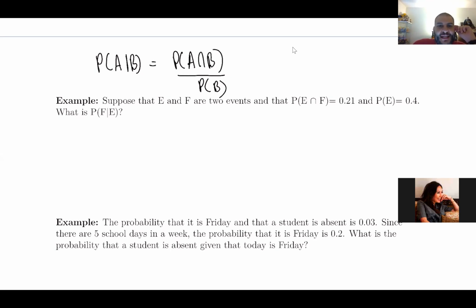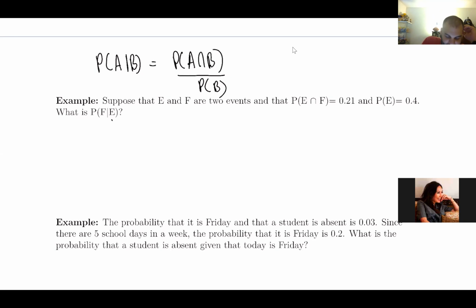All right, so if you look at this next problem, it says suppose that E and F are two events and that the probability of E and F is equal to 0.21 and the probability of E is equal to 0.4. Just remember 0.4 is 0.40 or 40%. Don't confuse it with 0.04 or 4%. So be careful with that. It says, what is the probability of F given E?